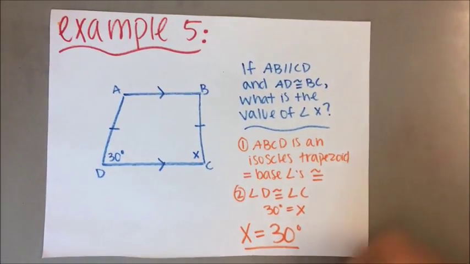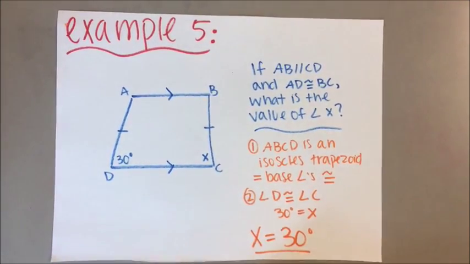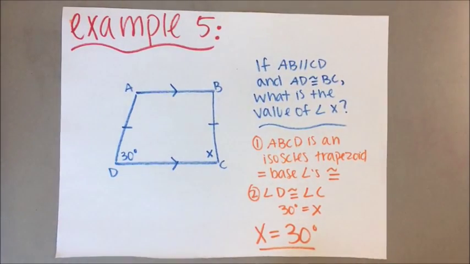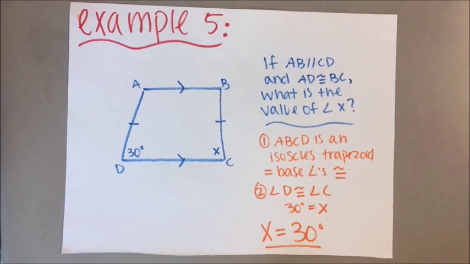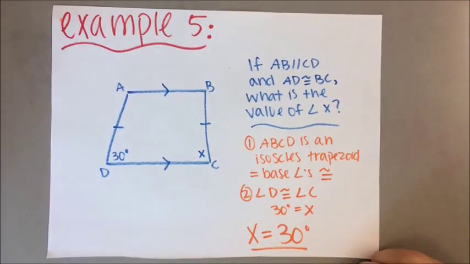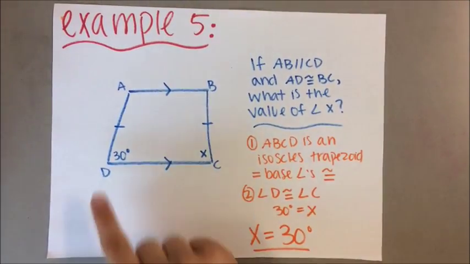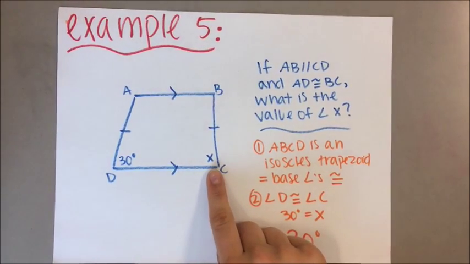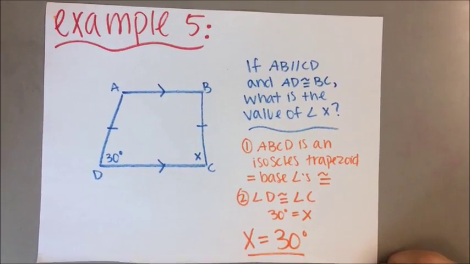Example 5. If AB and CD are parallel to one another, and AD is equal to BC, what is the value of x? Since we know that there's one set of parallel lines, and the legs are congruent, we can conclude that this shape is an isosceles trapezoid. Since it's an isosceles trapezoid, we also know that the base angles have to be congruent. Since we are given that angle D is 30 degrees, we also know that angle C must be 30 degrees. Therefore, x is equal to 30 degrees.